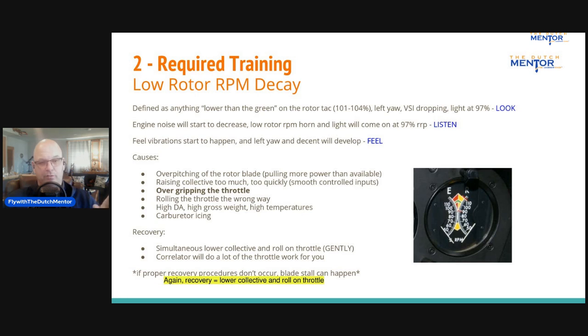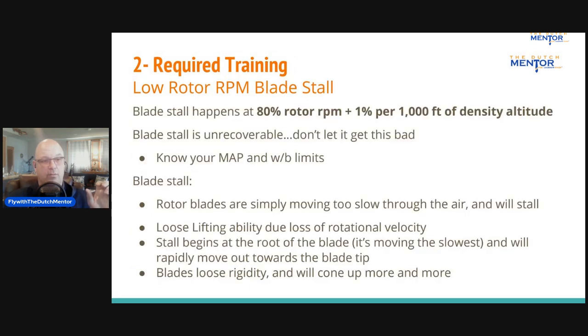The careful part of it is that, as teachers, we have to have our hands on it so the student doesn't accidentally roll the thumb or even lower the throttle, which could lead to the next phase, which is really the rotor blade stall, which is very, very dangerous, right? If we have a blade stall, that means the rotor is going at such a low speed that it no longer can support the aircraft, and it will start literally dropping out of the sky. The number we have to remember here is 80% of rotor RPM plus 1% per 1,000 feet of density altitude.